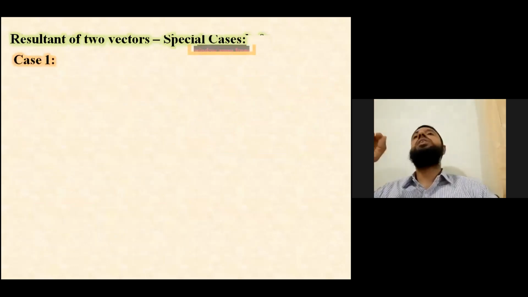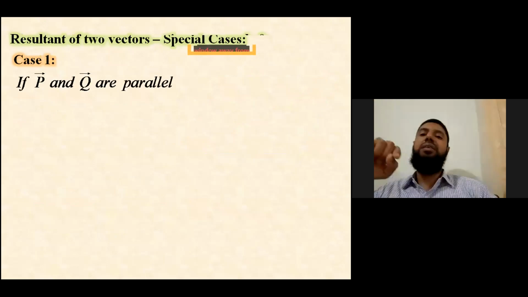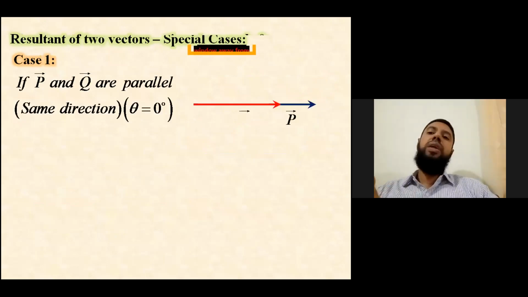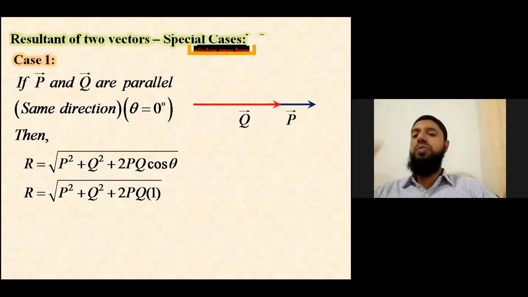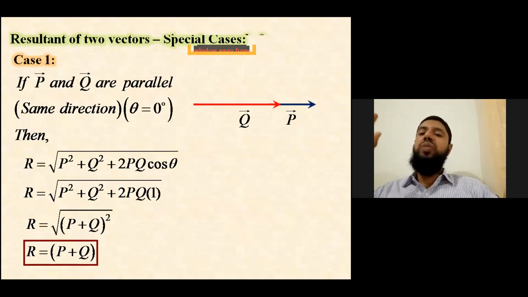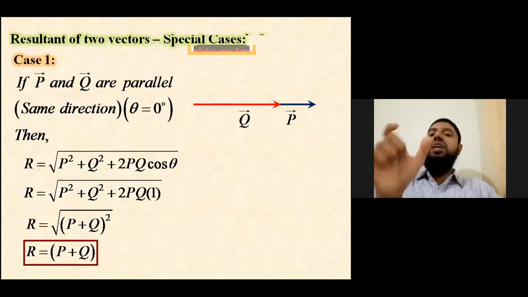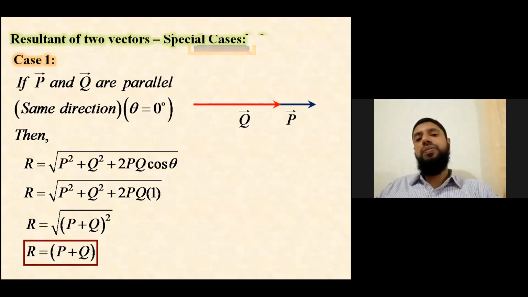Let's see some cases. If I am having two vectors which are parallel, in the same direction, theta is 0. At that time, what is the magnitude of the resultant and what is the direction of the resultant? If I make theta as 0, cos 0 becomes 1, then the magnitude is R is equal to P plus Q, the sum of the magnitudes of the two vectors.